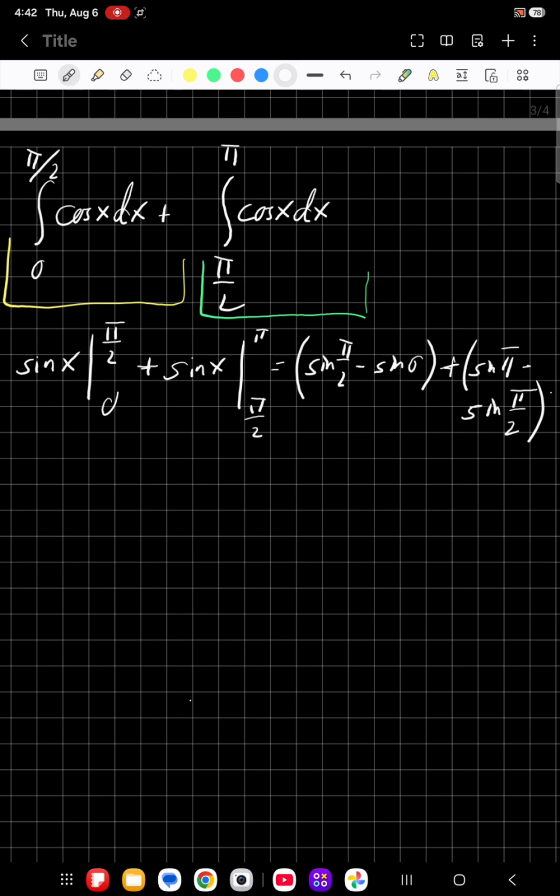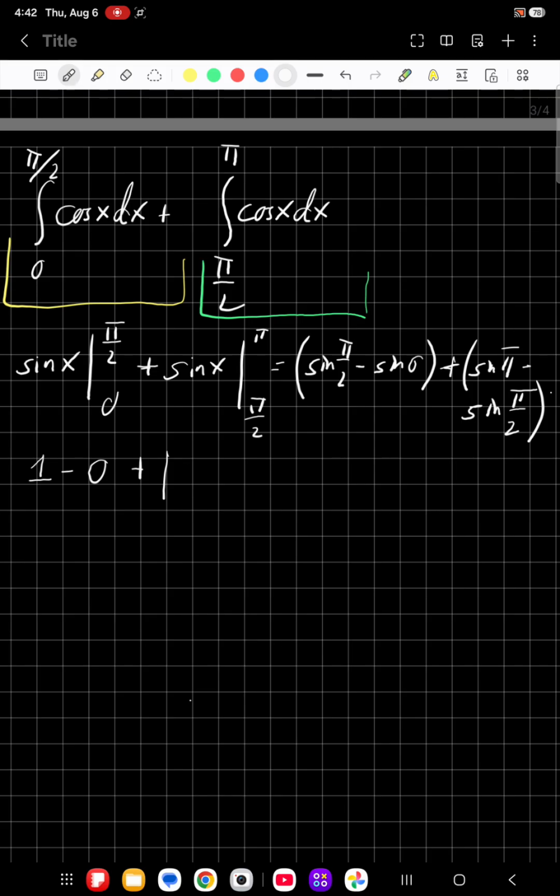Okay, so what do we get? Sine of pi over 2, that's 1. Sine of 90, 1. Minus sine of 0, 0. Now I have plus. And here I'm going to get a negative value out of this, right? It's going to be 0 minus 1. So I need to take the absolute value of that, because I'm calculating the area, so taking the absolute value of that number.